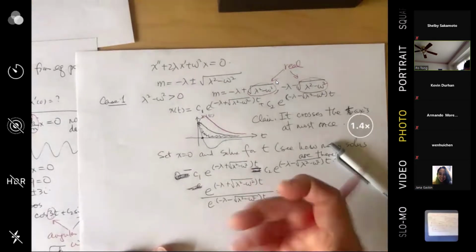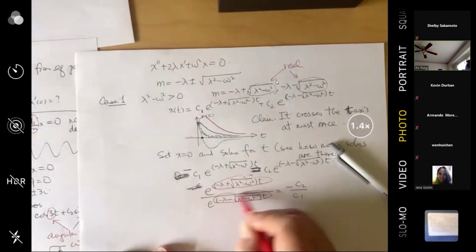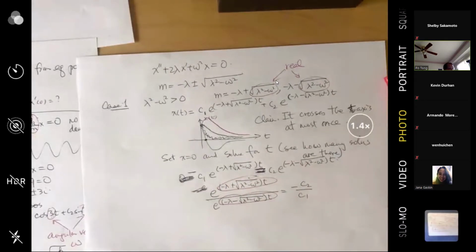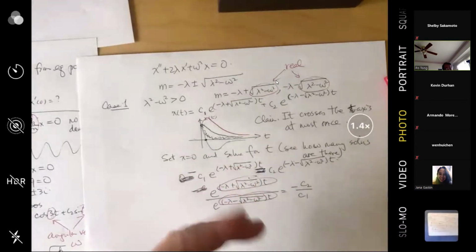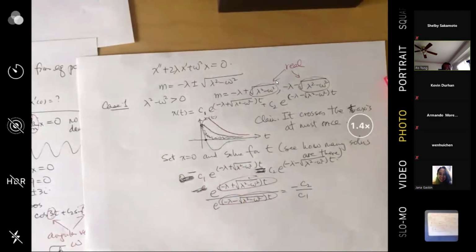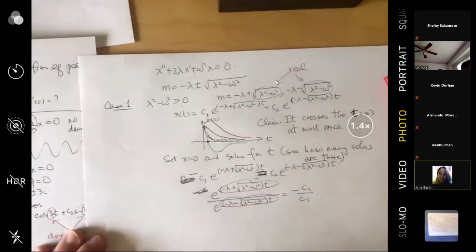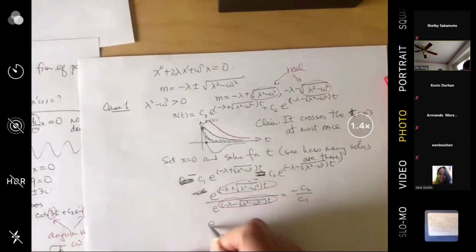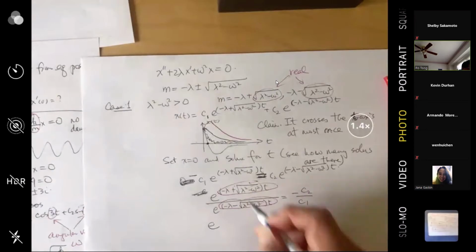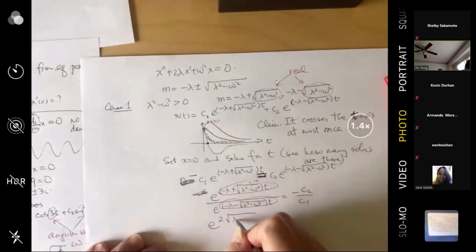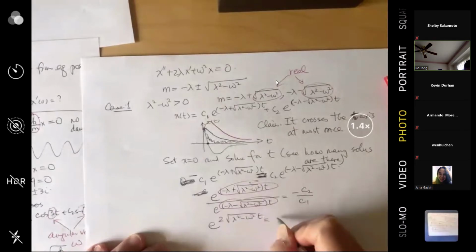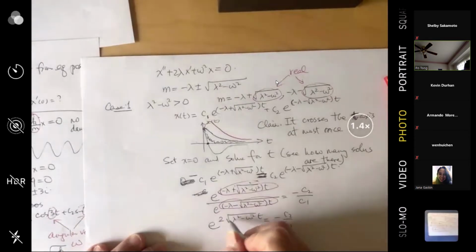Then I can combine these exponents, right? E to the power something divided by e to the power some other thing is e to the power something minus some other thing. So when you do the subtraction, the minus lambda cancel. You have two copies of this. Then you can take log.